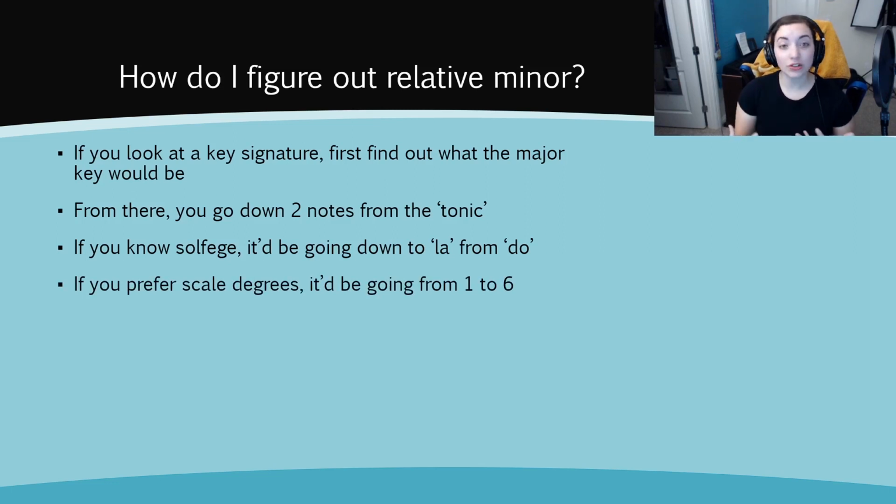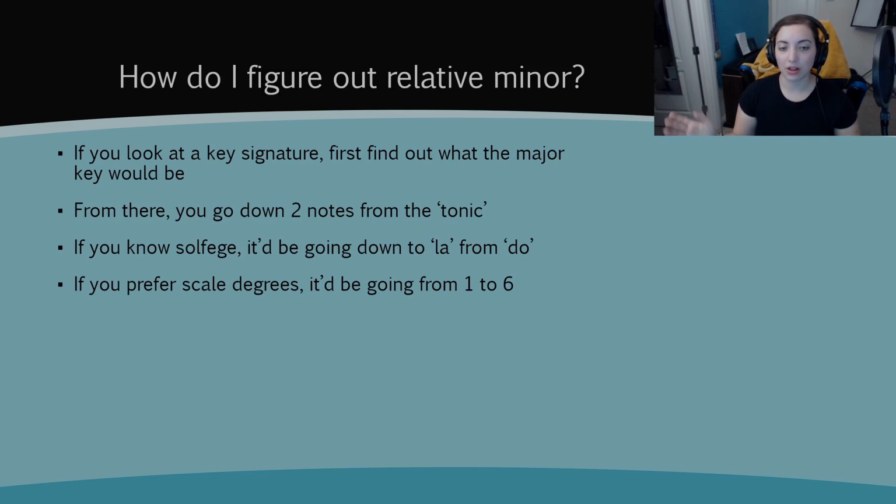If you prefer scale degrees, it's going down from 1 to 6, right? So you have 1, 7, 6. You have 1, 2, 3, 4, 5, 6, 7, 1, and you go 1, 7, 6. Same thing as do, ti, la, just a different way of thinking of that pitch in relation to the rest of the scale.